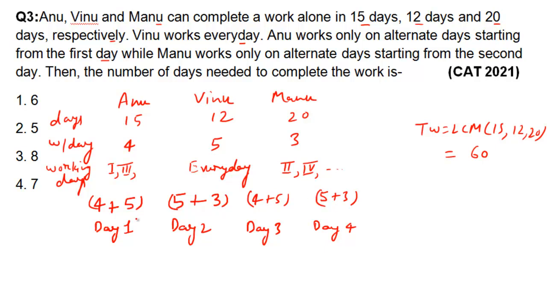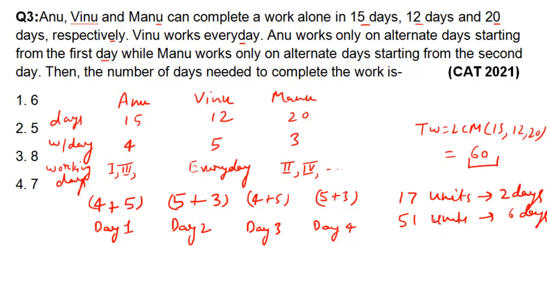So what you can see here is that 9 units on day 1 and 8 units on day 2. So 9 plus 8, that is 17 units. 17 units of job is done in how many days? 2 days. So that means 51 units will be 6 days. In 6 days, 51 units are done, and 60 units is the total job.